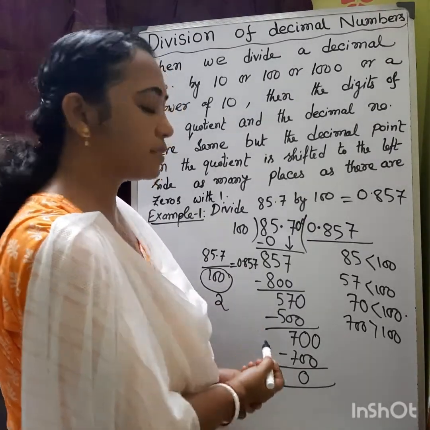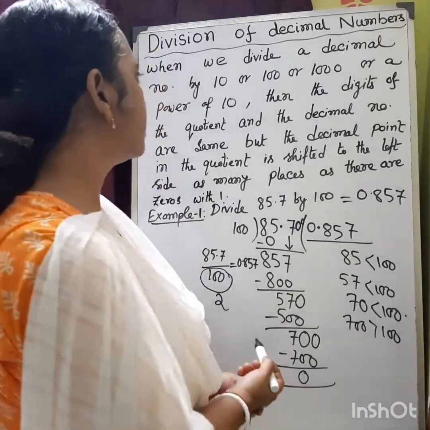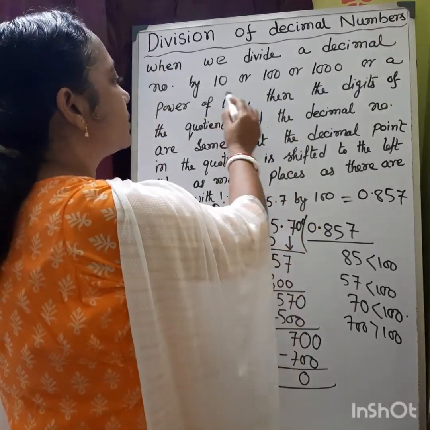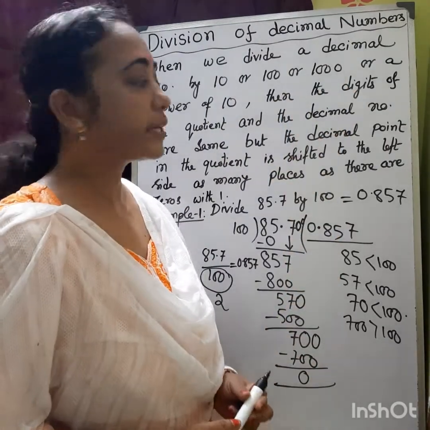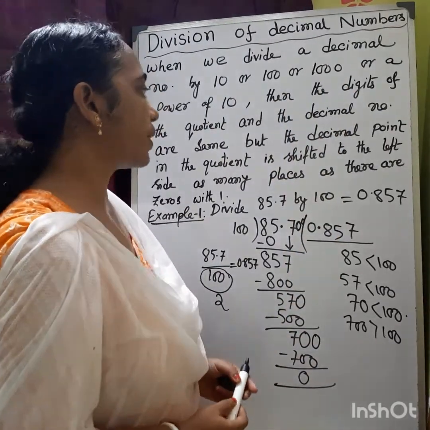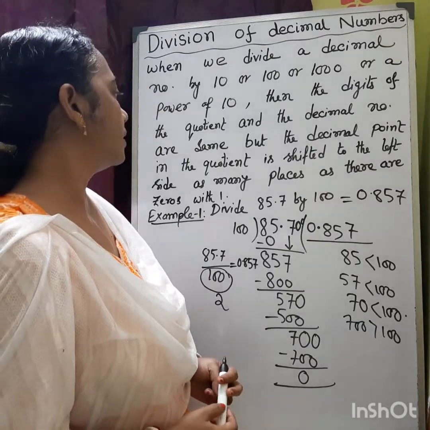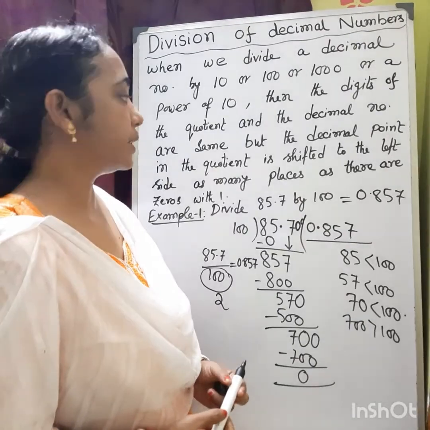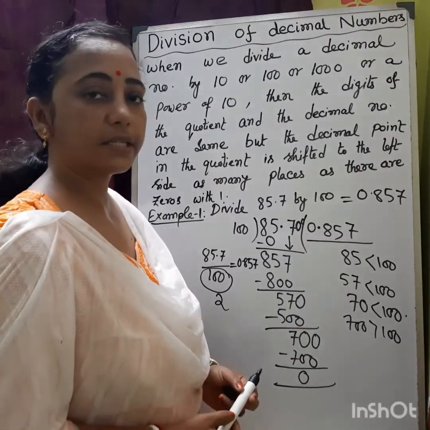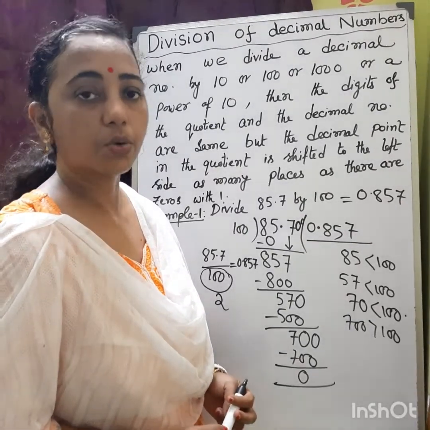So from this example we can conclude that when we divide a decimal number by 10 or 100 or 1000 or a power of 10, then the digits of the quotient and the decimal number are the same, but the decimal point is shifted to the left side as many places as there are zeros with 1.